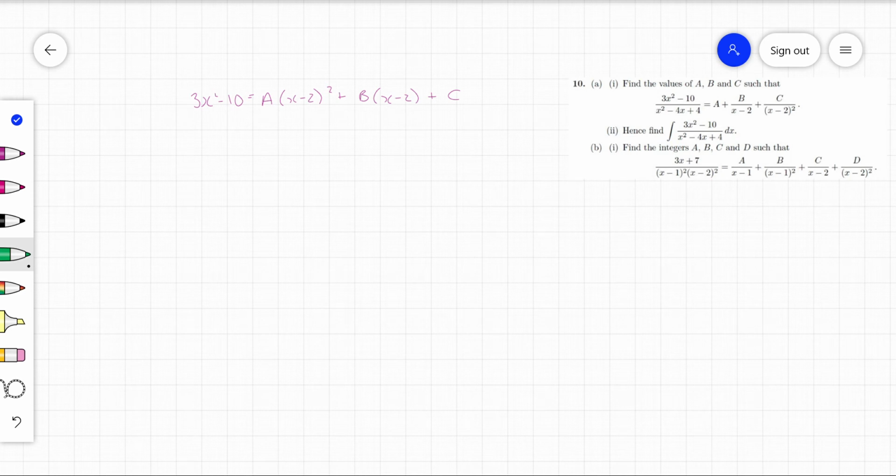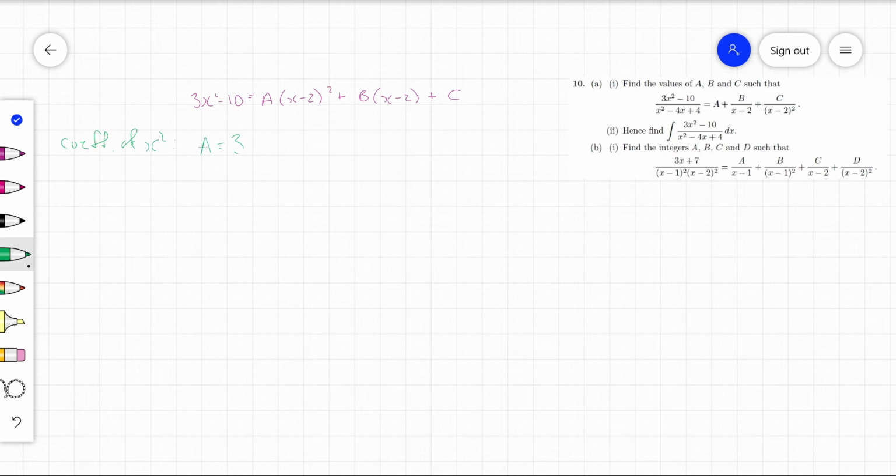Okay, so in this one we've got 3x squared minus 10, and we have to find, on the top, a, b, and c. So clearly when we expand, a is going to be the only coefficient of x squared on the right hand side, and on the left the coefficient of x squared is 3. So using the coefficient of x squared, we have a being equal to 3.